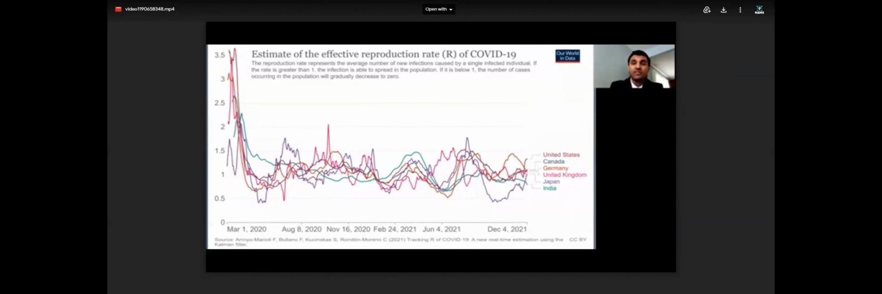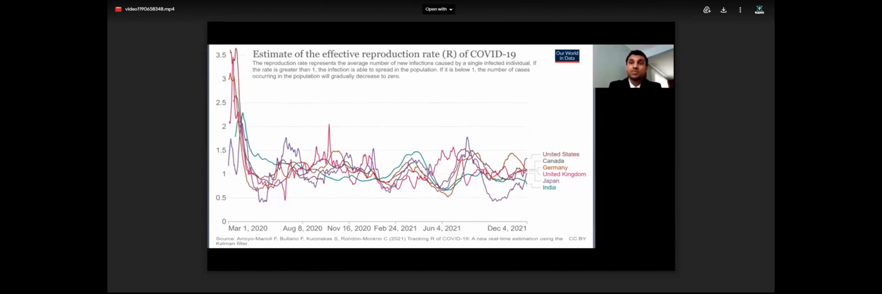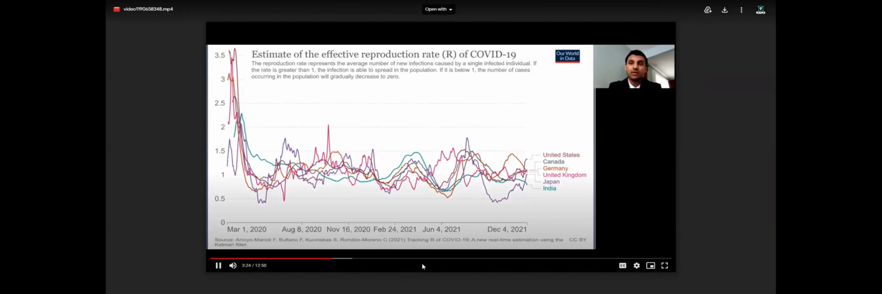There were values over 3.5 in some countries, including Italy, and currently, India and Japan are treading just below 1. This indicates that in these countries, the spread of the virus can be assumed to be under control, at least for now. However, R0 values are still above 1 in Germany, the United States, and Canada, and even the UK.